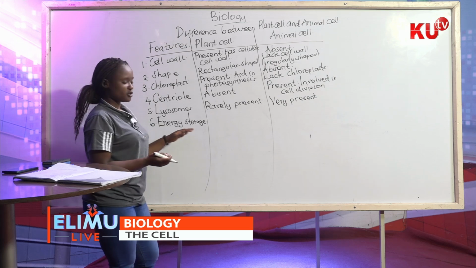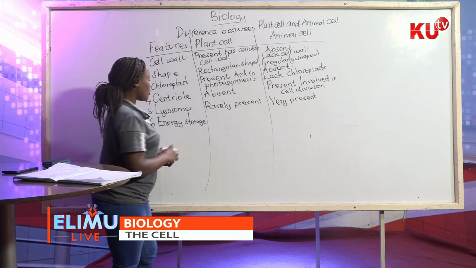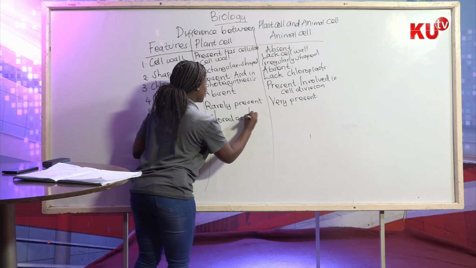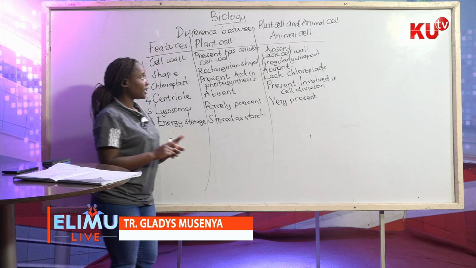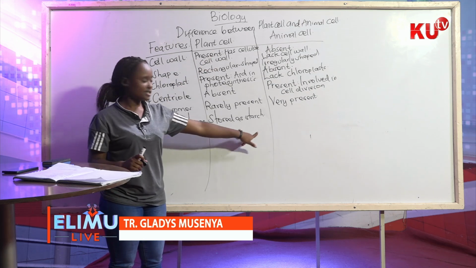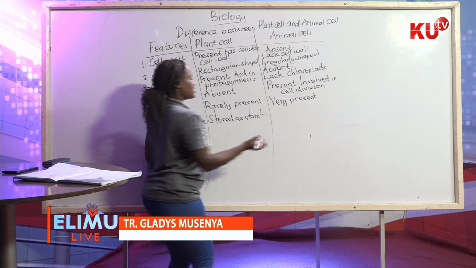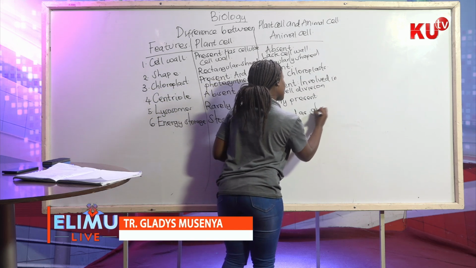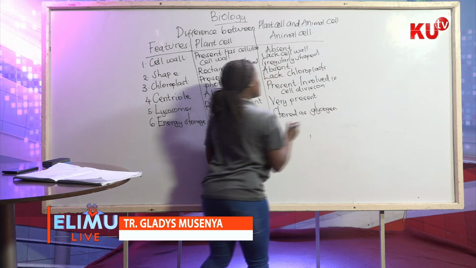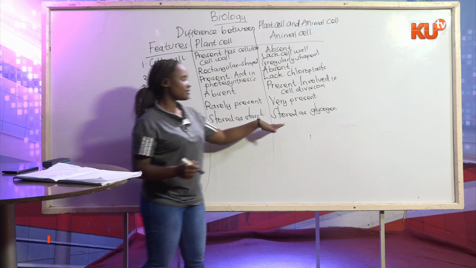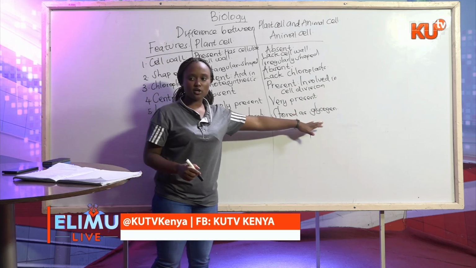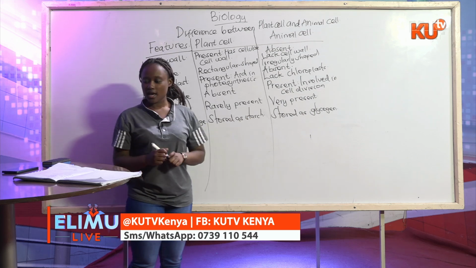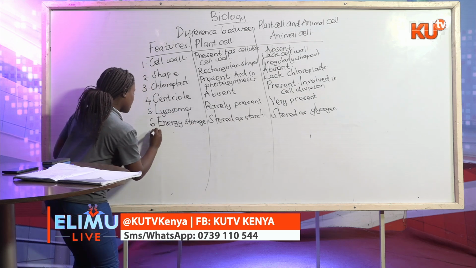In energy storage, plant cells store as starch. In plant cell, we store as starch, and then in animal cell, energy is stored as glycogen. So in animal cell, the energy is stored as glycogen, and in plant cell, the energy is stored as starch. And then we have the central vacuole.